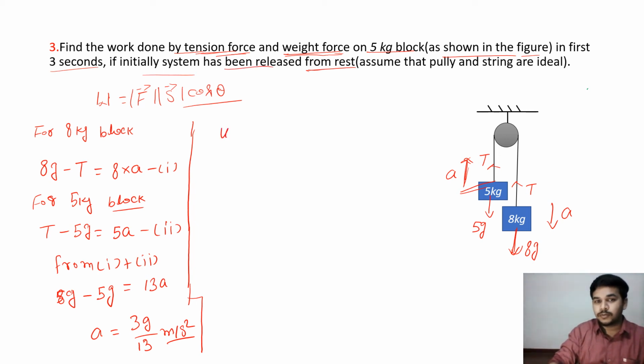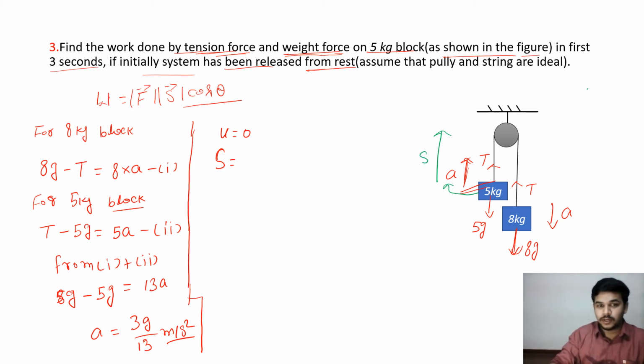So the initial velocity of the 5 kg block will become how much? 0. Indeed, it will be 0. And the acceleration we already got just now. So we are going to find the displacement of the block. This block is definitely going to displace in the vertical direction. This 5 kg block I am talking about is going to displace in the upward direction.